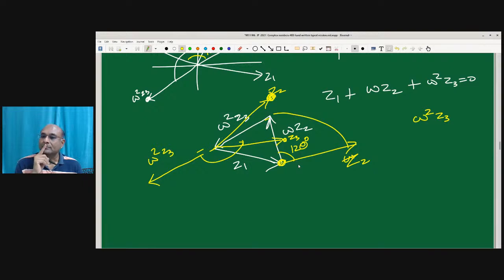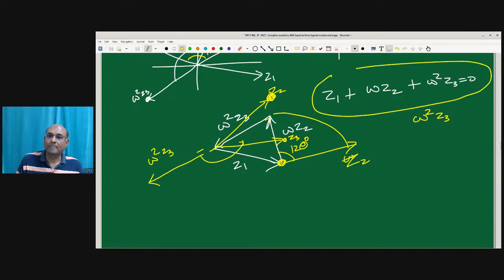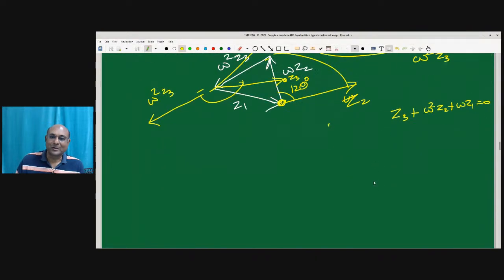Because, wait. If this is true, then it also means multiply by omega. It also means Z3 plus omega square Z2 plus omega Z1 is 0. So I can do it differently. Geometry was not very helpful, but this is very useful now. Z1 plus omega Z2 plus omega square Z3 is 0.